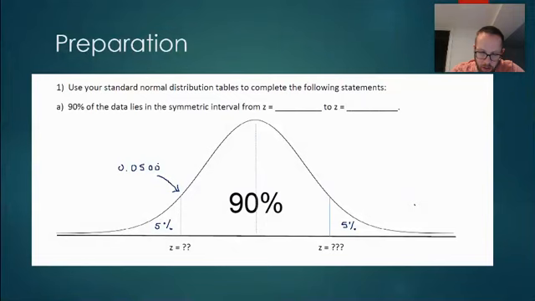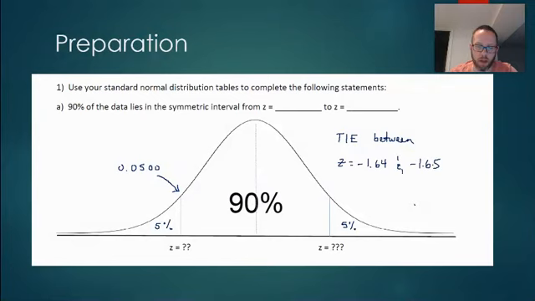And what you probably found is that there's kind of a tie. I'll show this over here. There's a tie, and the tie is between Z equals negative 1.64 and negative 1.65. So what we can do is split the difference. So we could say, how about negative 1.645?